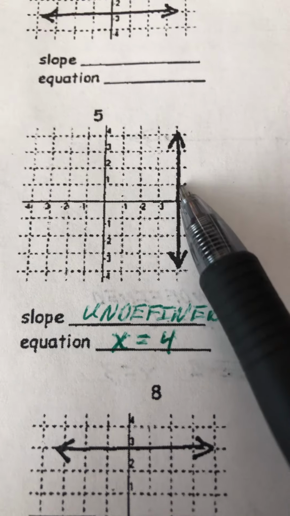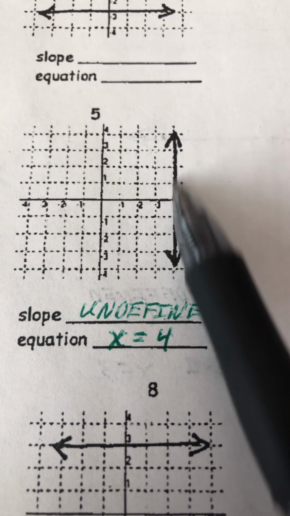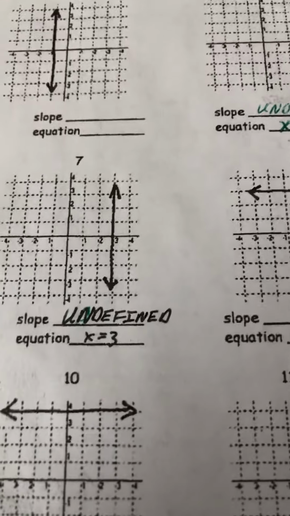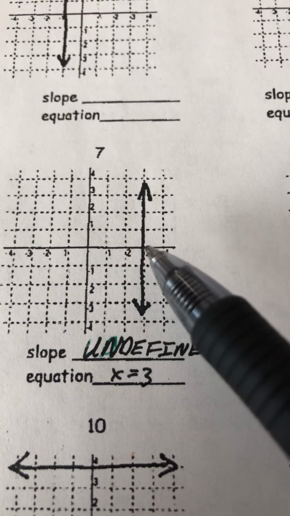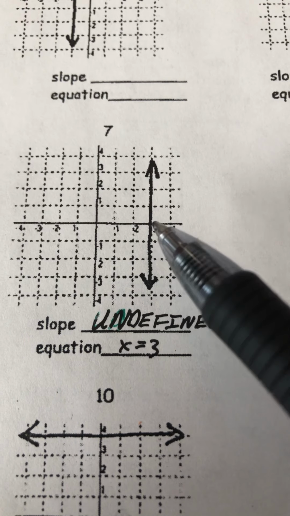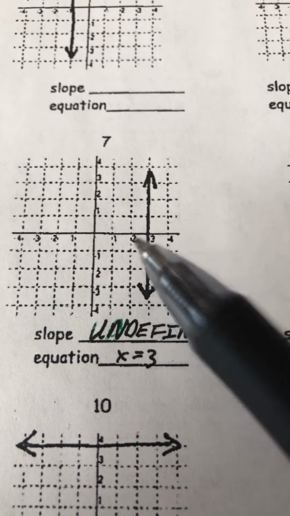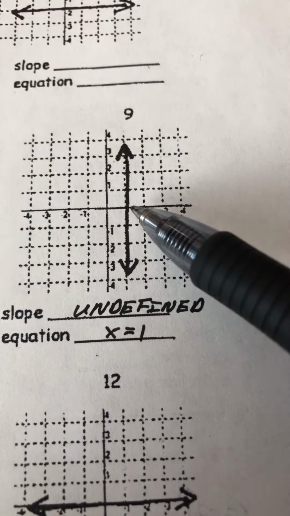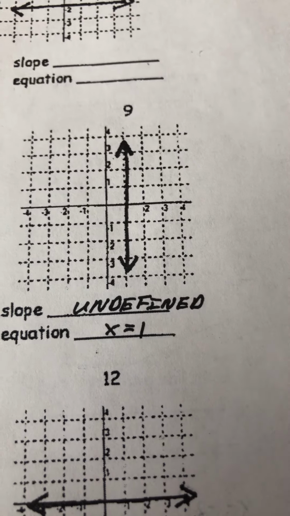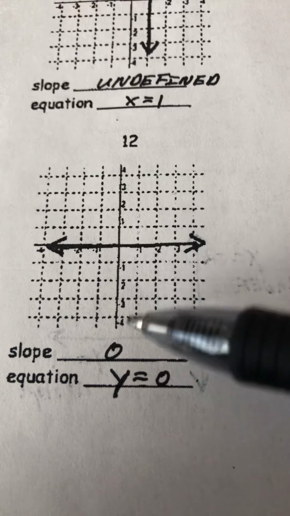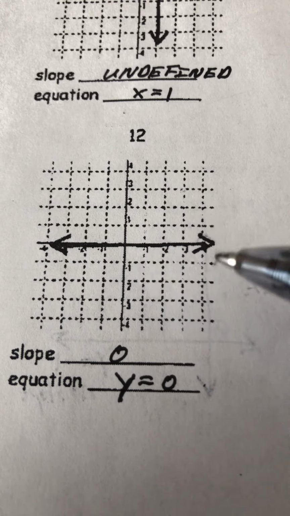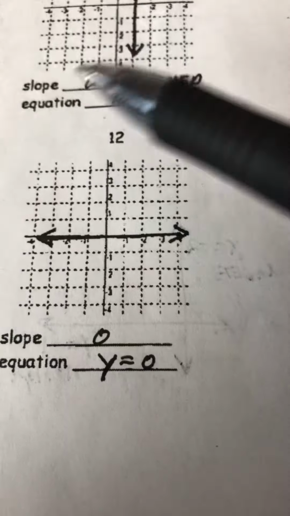For number 5, this is another undefined, and it's at x equals 4. I had to change from my green pen because it ran out of ink. So this is undefined. It's vertical, and my x is going to equal 3. This one is undefined, and my x equals 1. And I wanted to get a couple no slopes, so 0, and this is where my y equals 4. And this one, number 12, this is where my y equals 0.